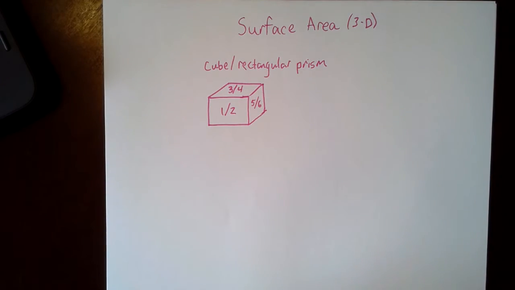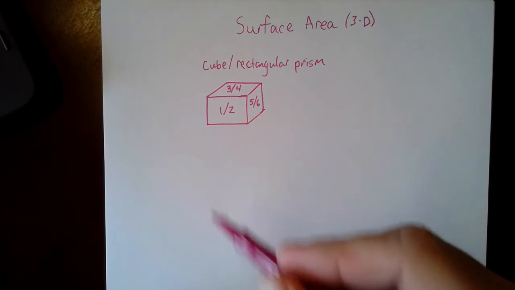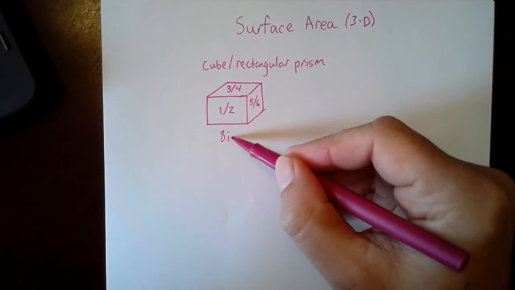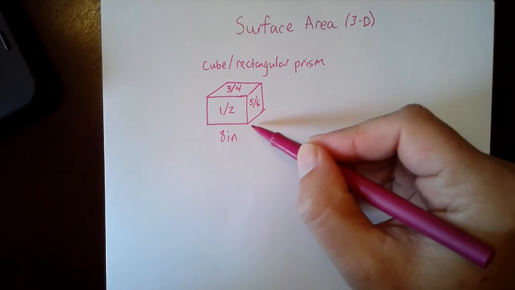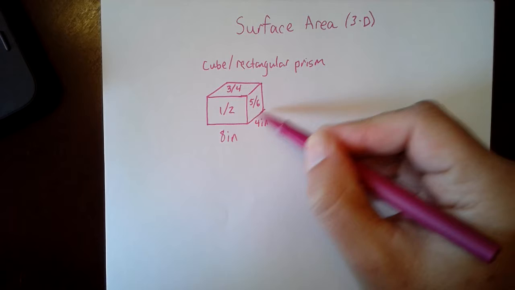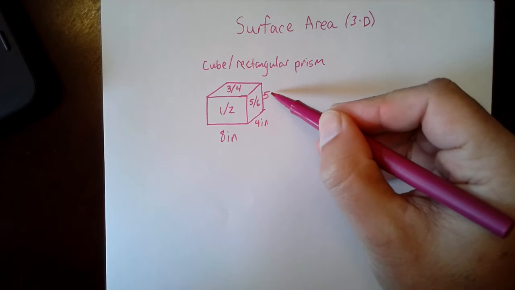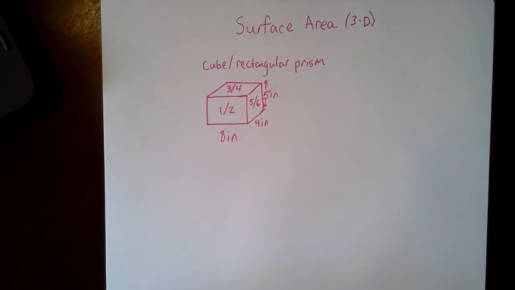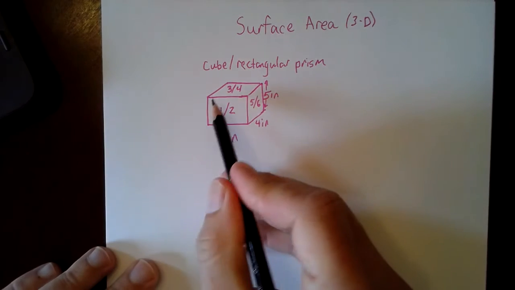Okay. So if I'm going to give this figure dimensions now, let's say it's 8 inches wide. It is 4 inches from front to back, and it is 5 inches tall. Okay. So now comes the part where we just have to be cautious, make sure we understand each piece.